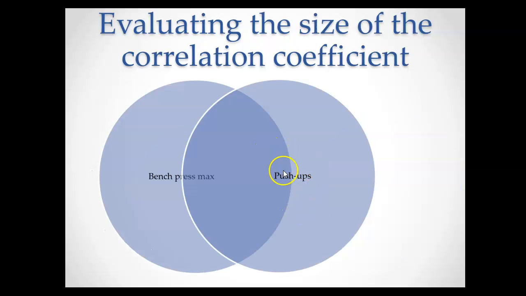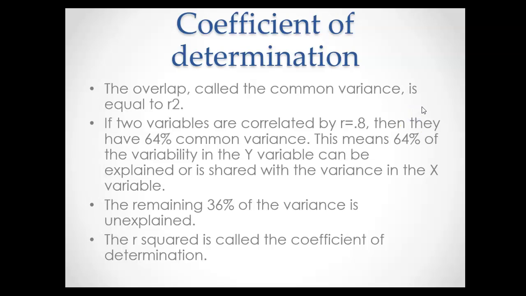So if I went to this, I might say that a large variance in the number of push-ups performed can be explained by someone's bench press max. So this overlap is called the common variance, and it's equal to that R value squared, so it's R squared. For example, if two variables, let's say push-ups and bench press, were correlated by 0.8, then they have 64% common variance. So that's 0.8 times 0.8. We just square this number, and that's what we get.